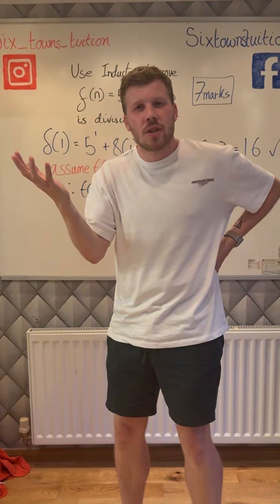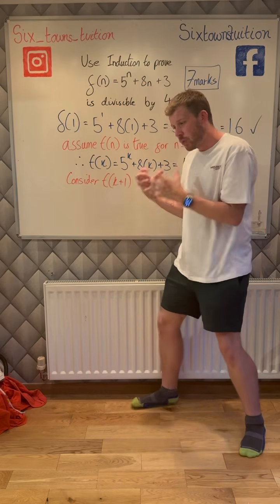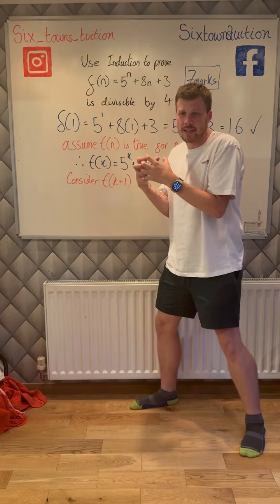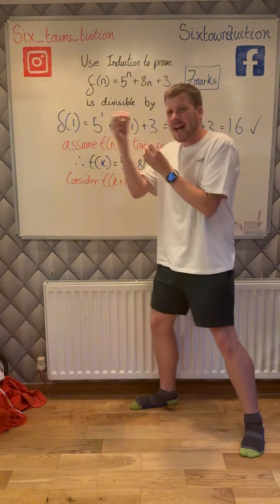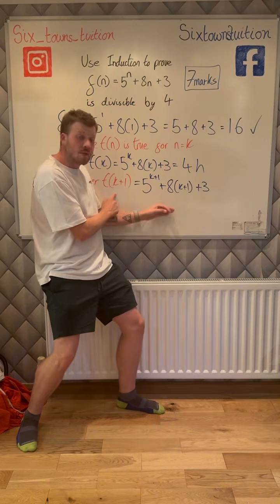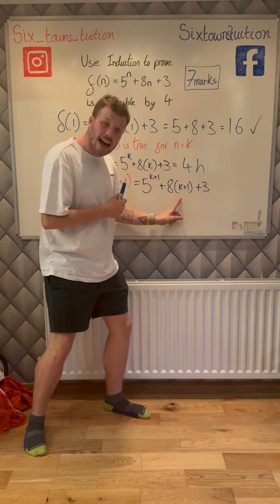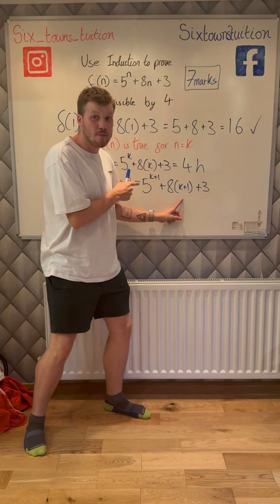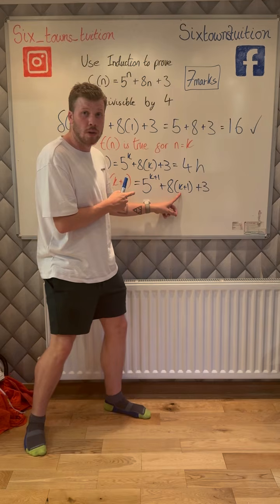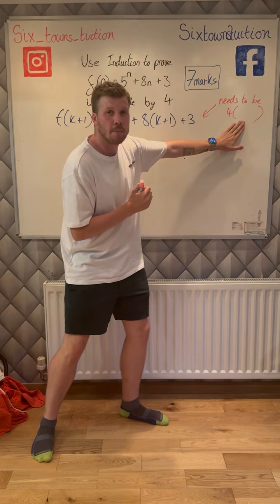So why is this going to help me? I'm now going to consider k plus 1. So what that means is I'm going to look and try and see if I can prove that the value after k is also correct. So my function of k plus 1 is going to be the n's replaced with k plus 1. I need to show that this can be written as a multiple of 4. So I want this function to end up as 4 multiplied by something.